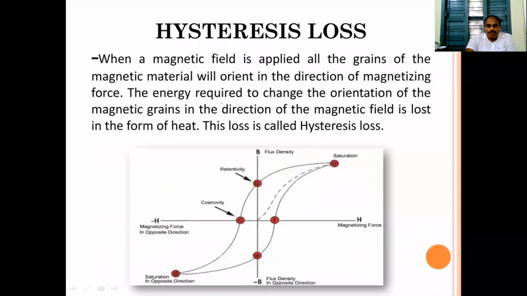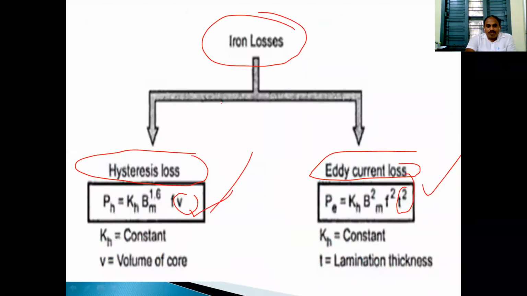So these are the two losses in transformers: hysteresis losses and eddy current losses. Hysteresis losses depend upon volume. Eddy current losses depend upon the thickness of the laminations. Frequency also matters. Hysteresis loss and eddy current loss both depend upon frequency and flux.